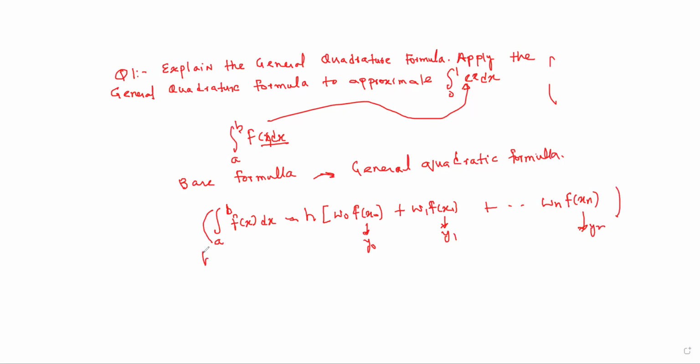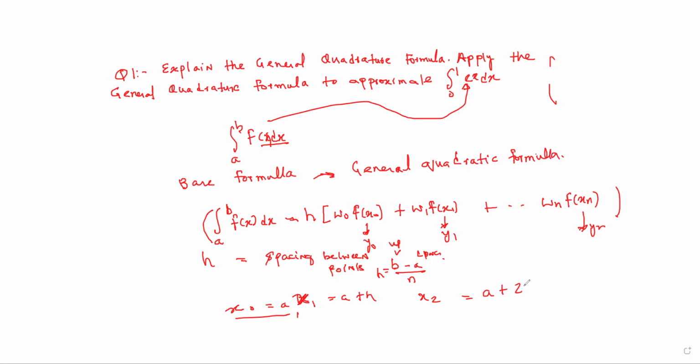Now here you see this h is the spacing between the points, so it is given as b minus a divided by n, the upper integral limit minus the lower. And here x naught is the first point, which is equal to a, and x1 is equal to a plus h. Similarly, x2 is equal to a plus 2h, and so on and so forth. And the last value xn is equal to b.